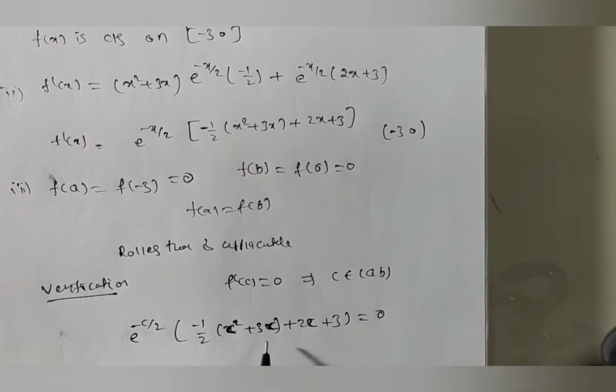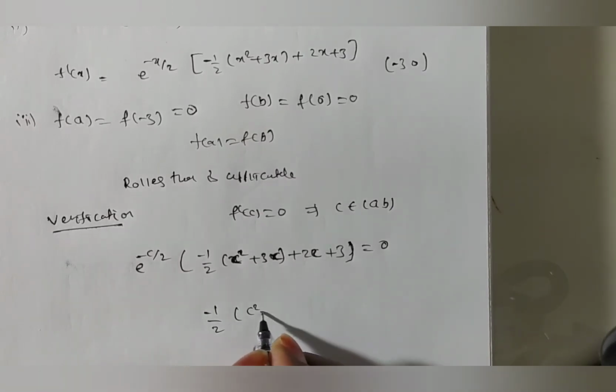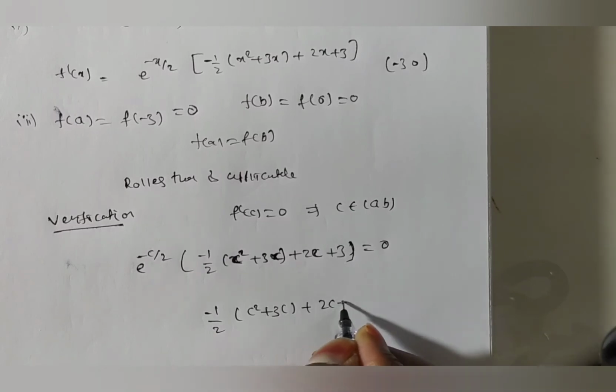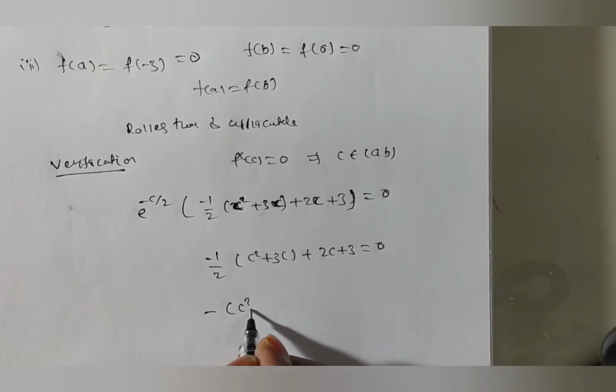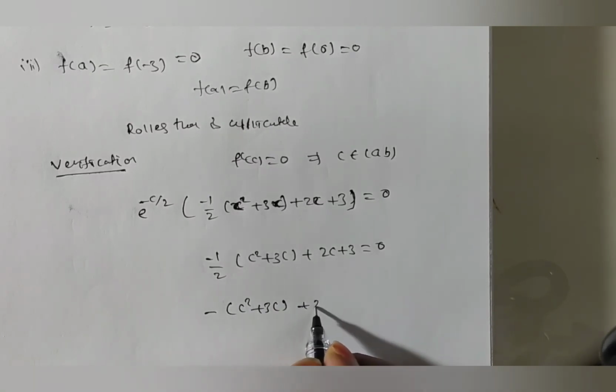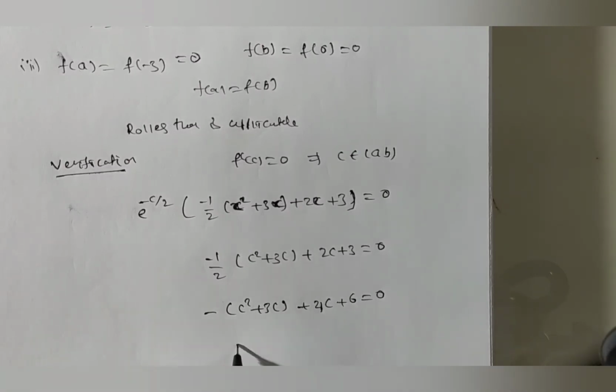Now you observe, product of two functions are there here. e power x means exponential function is never 0, so obviously this term will not be 0. What is the term you have? Minus 1 by 2 times of c square plus 3c, plus 2c plus 3 is equal to 0. So do the LCM for this. What I have means minus c square plus 3c, so 2 times 2 means 4c, 2 times 3 is 6 is equal to 0. So minus c square, and this is minus 3c plus 4c, that is plus c, and plus 6.